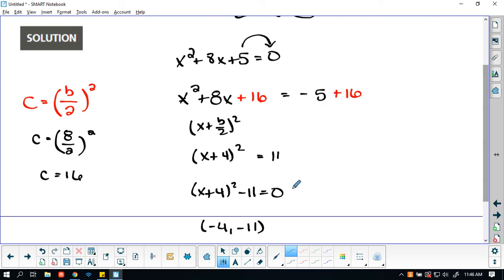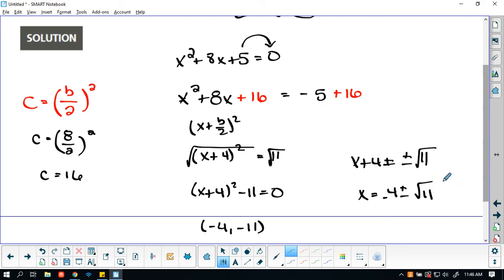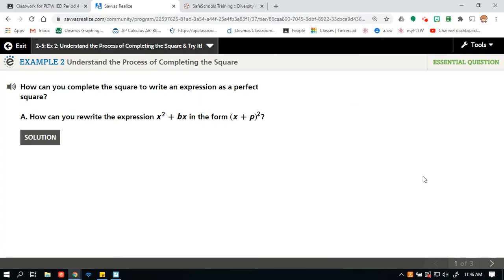It can actually help us solve the problem because I could take the square root of both sides and get x plus 4 equals positive or negative square root of 11. And then x equals negative 4 plus or minus the square root of 11. And these are the solutions to my problem. This is where my graph will cross the x-axis. So getting into the completing the square format is very helpful for us.